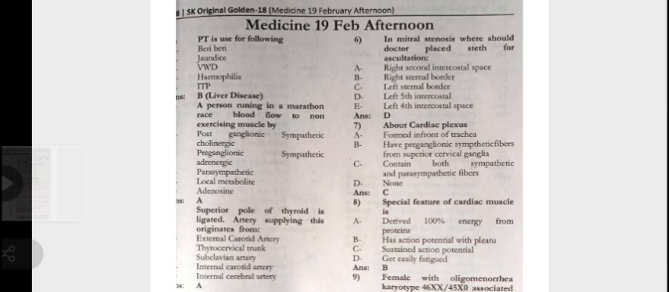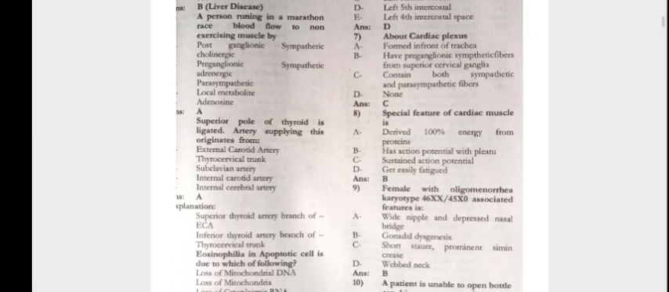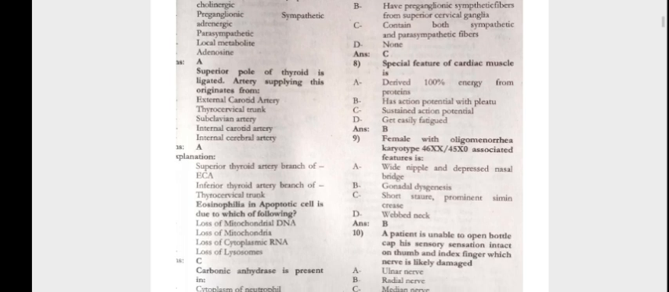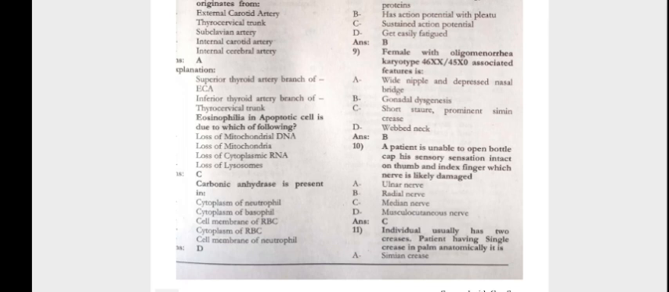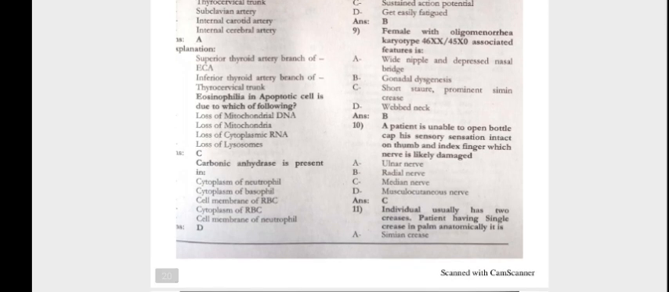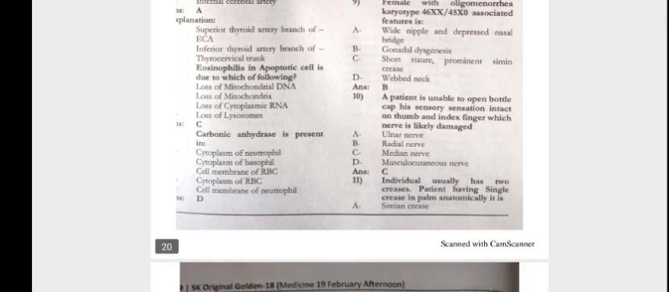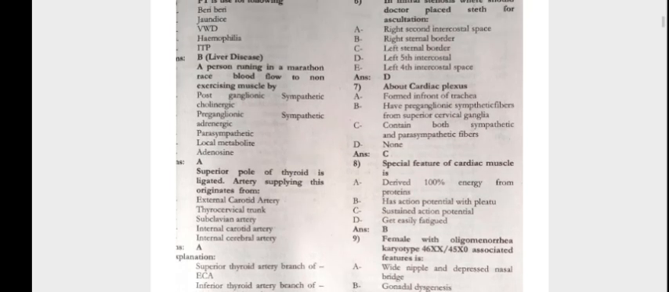Question number 2, the person running the marathon race, blood flow to the non-exercising muscle is by the postganglionic sympathetic cholinergic. Question number 3, superior pole of thyroid is ligated, artery supplying this originates from the external carotid artery. Eosinophilia in apoptotic cell is due to which of the following? That is, loss of cytoplasmic RNA. Carbonic anhydrase is present in the cytoplasm of the RBC.